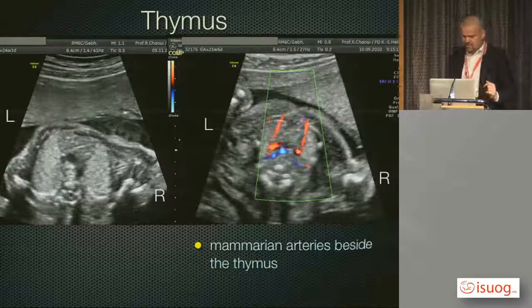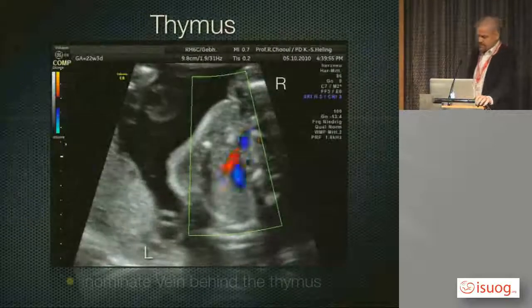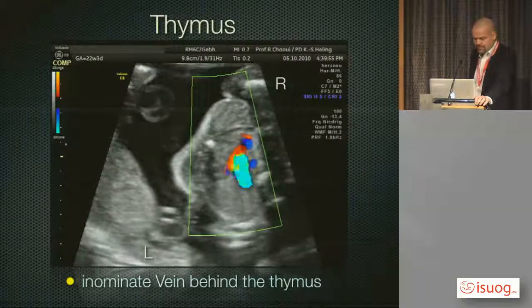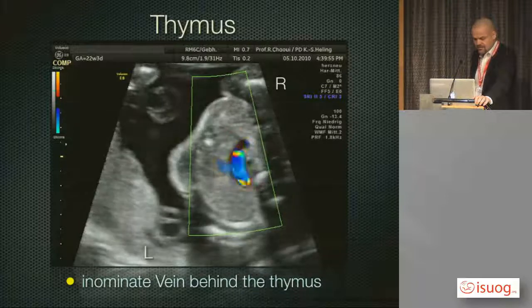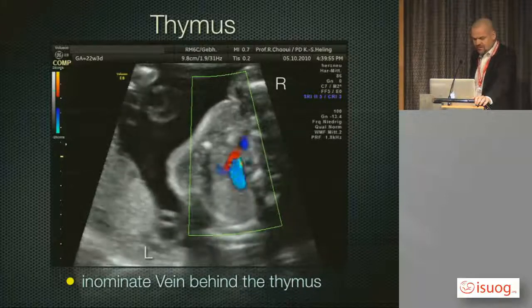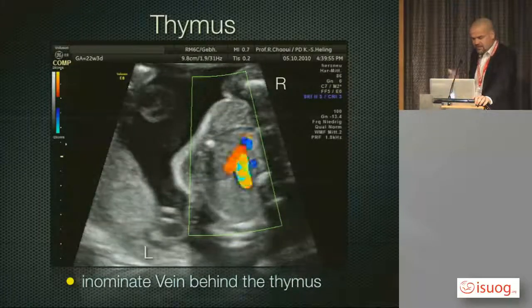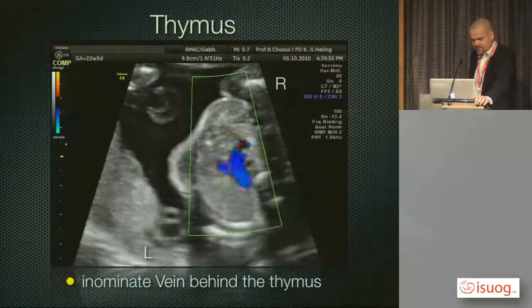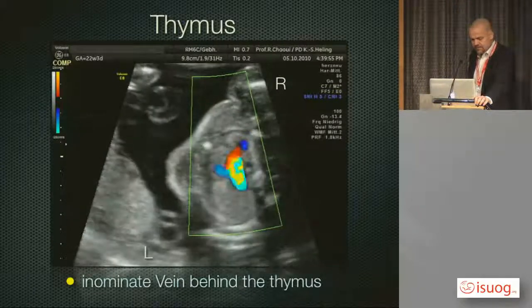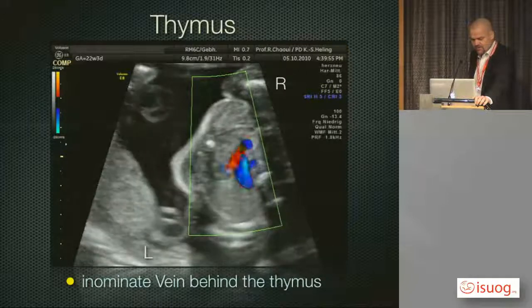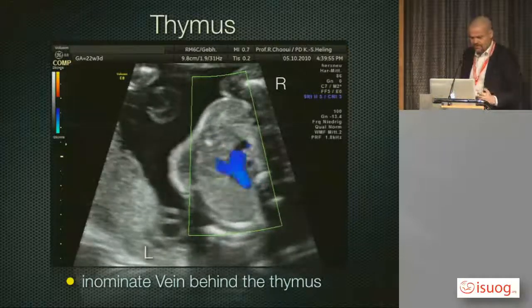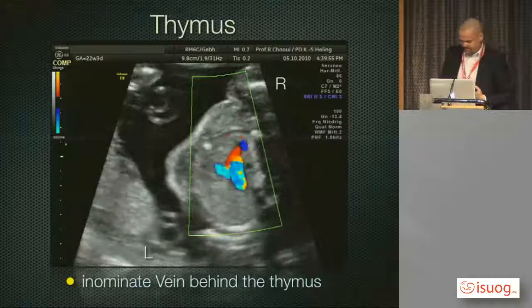When you play with your transducer a little bit, you will find vessels behind the thymus. It's the so-called innominate vein, which brings the blood from the left side back to the superior vena cava on the right side, and it's the background of the thymus. It's a normal vessel. Sometimes in cases with growth retardation, it will be dilated because of the centralization.